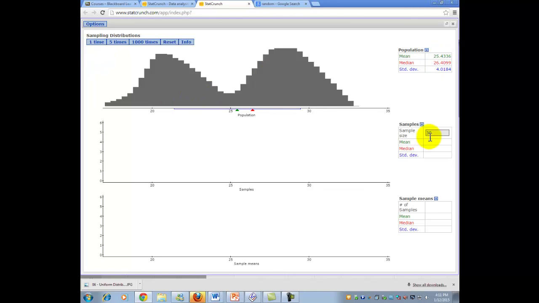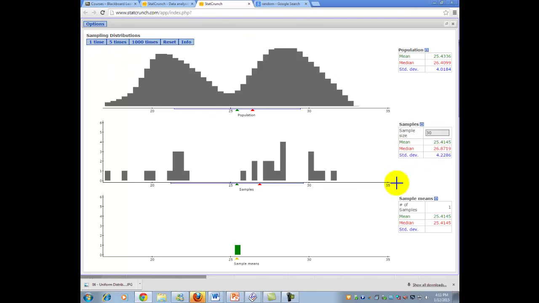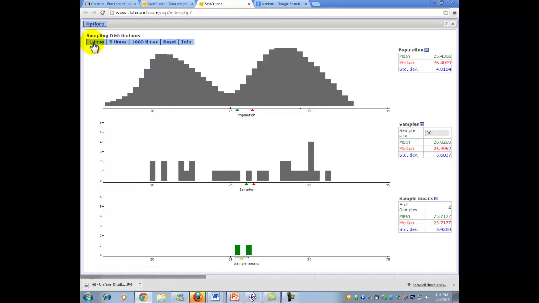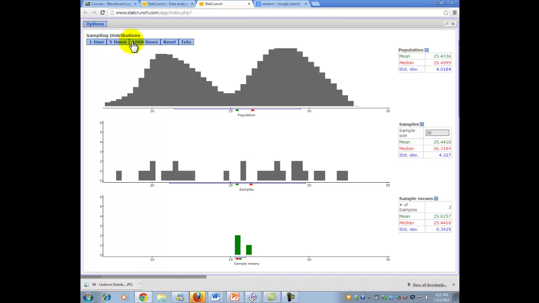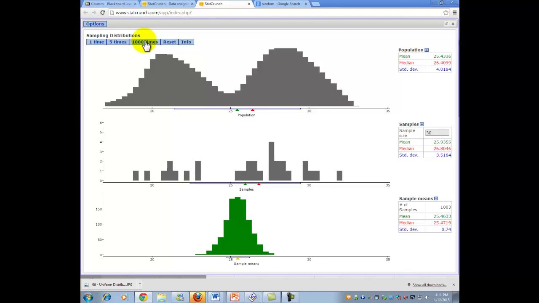Now let's grab a sample out. Let's keep it at 30. There's our first sample, 25.4, and they drop it here. Second sample of 30. See, it's a random sample every time. Third sample. Now let's fast forward it to 1,000 times. Now you can see that we have yet again another unimodal symmetric data.